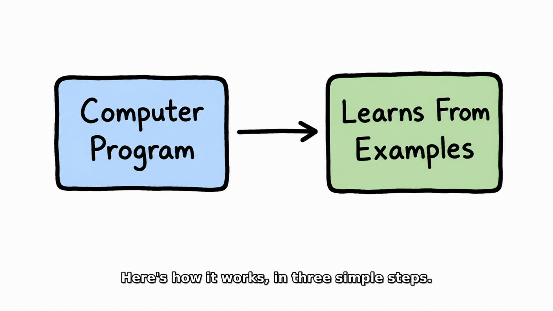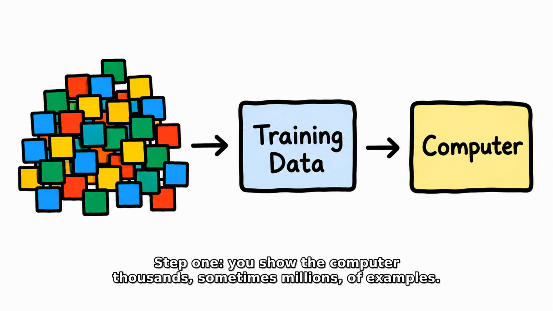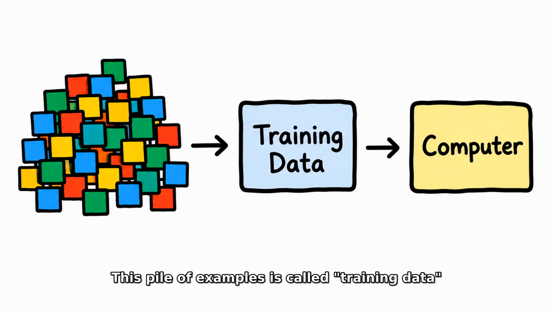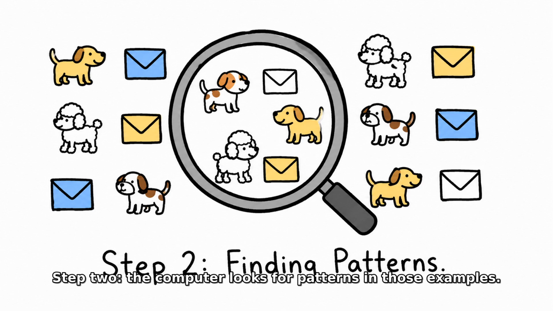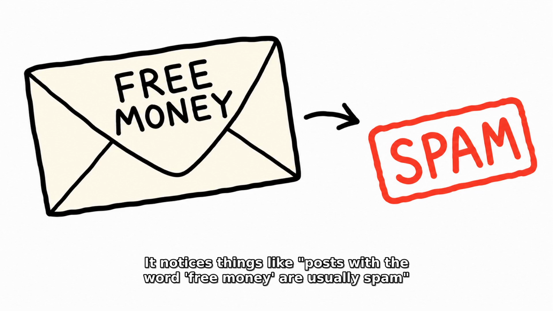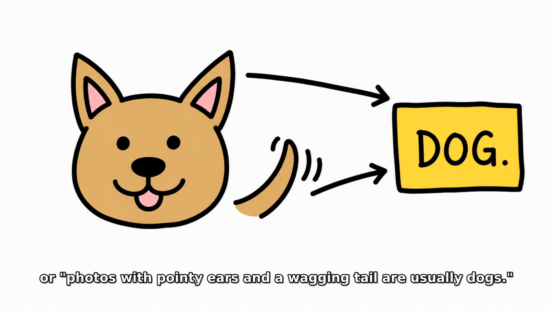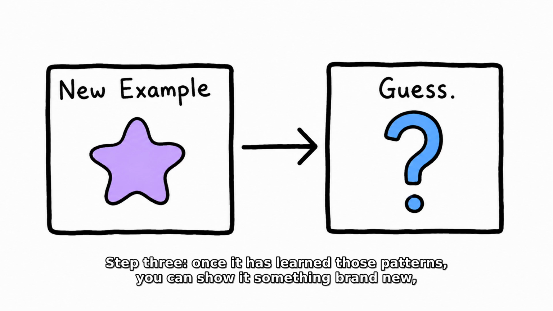Step 1. You show the computer thousands, sometimes millions, of examples. This pile of examples is called training data. That's just a fancy word for all the examples we showed it. Step 2. The computer looks for patterns in those examples. It notices things like posts with the word free money are usually spam, or photos with pointy ears and a wagging tail are usually dogs.